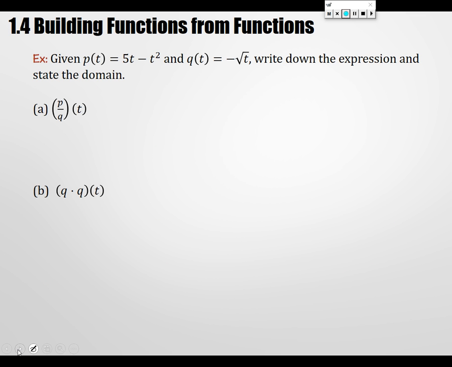All right, moving smartly along. Again, the trick here is not as much writing down what P divided by Q is or what Q times Q is. It's more about the second piece like we just did. So do take a second to do those, and focus your attention very carefully on the stating the domain piece.